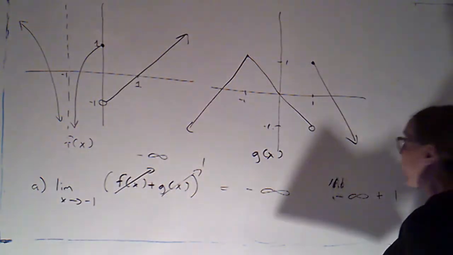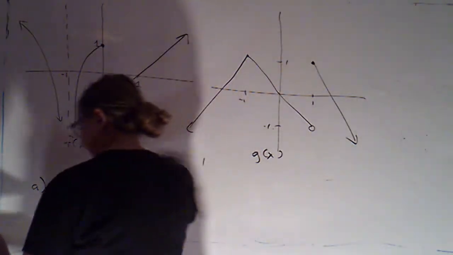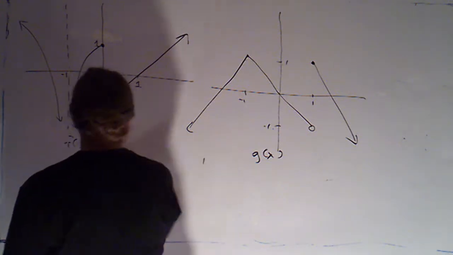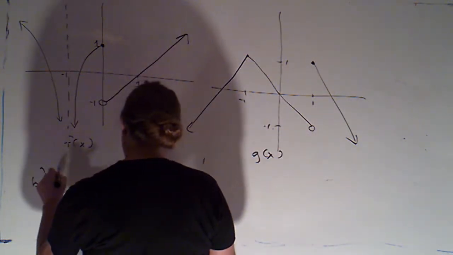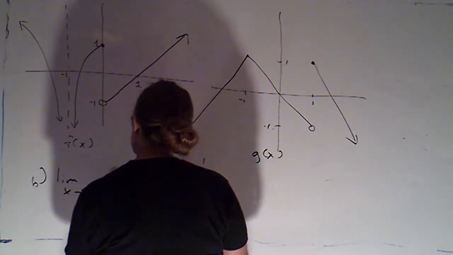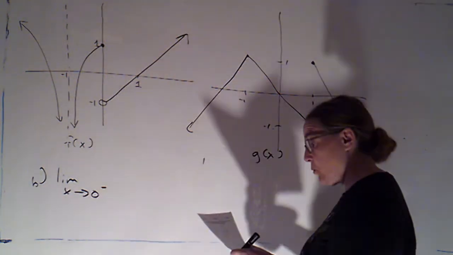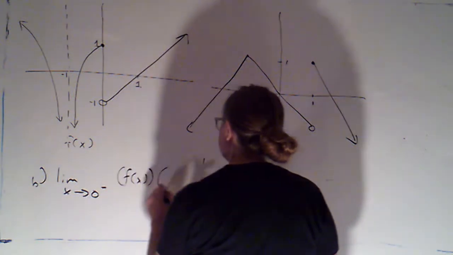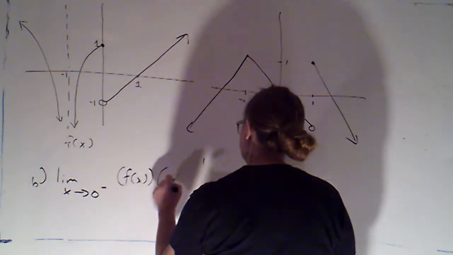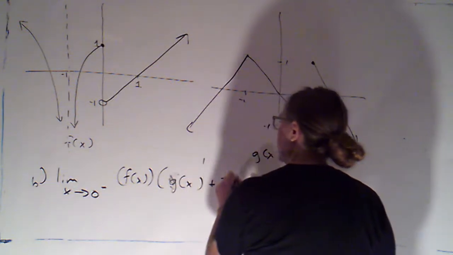Okay, that was part A. There are, I think, 5 parts on this problem. So part B, we're asked the limit as x goes to 0 from the left. So it's a one-sided limit of f of x times g of x plus 2.